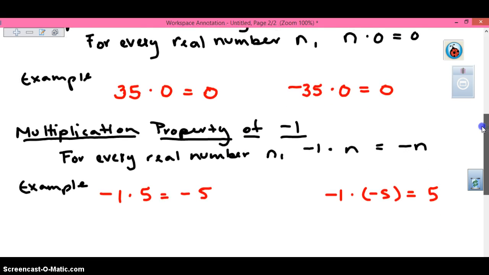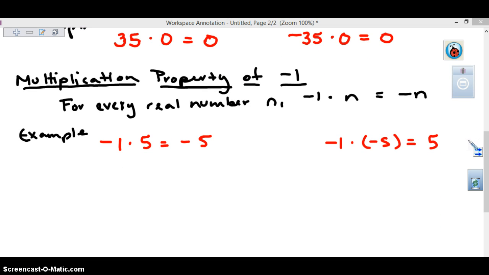The multiplication property of negative 1 states that for every real number n, n times negative 1 equals negative n. In other words, multiplying negative 1 times a positive number will equal a negative number. Multiplying negative 1 times a negative number equals a positive number. Now, why would this make sense?